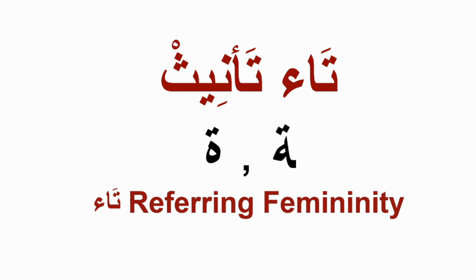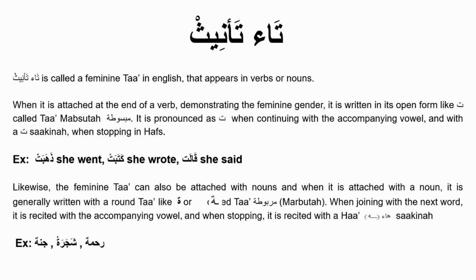The topic of today's discussion is ta'nith, the letter ta that refers to femininity. Ta'nith is called the feminine ta in English. It is attached at the end of the verbs that are feminine, and it is written like this, a flat ta, which is called ta mabsuta. You can also call it ta maftuha.